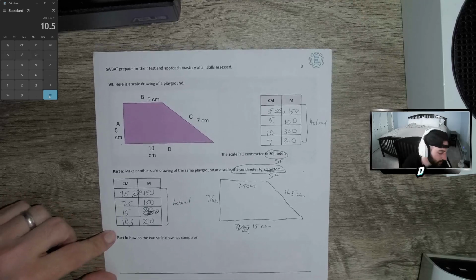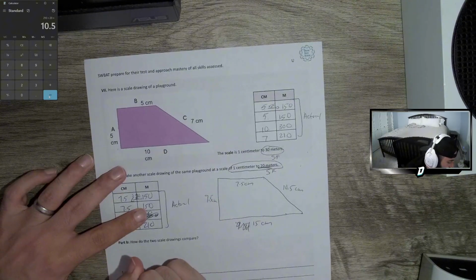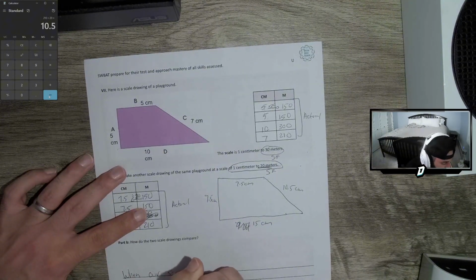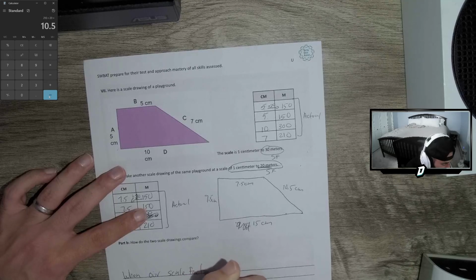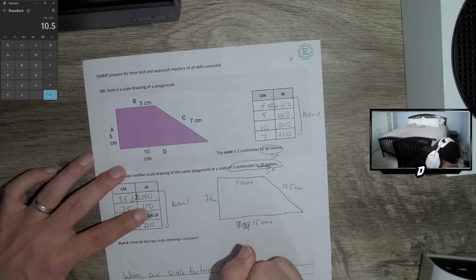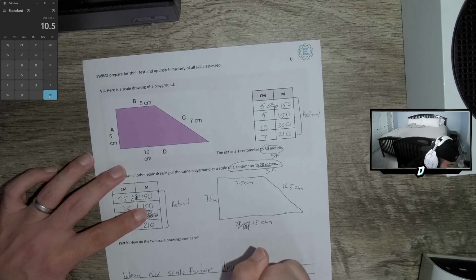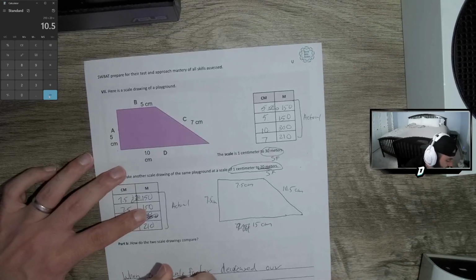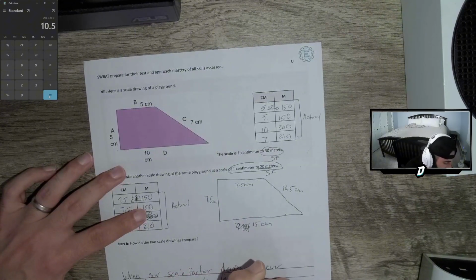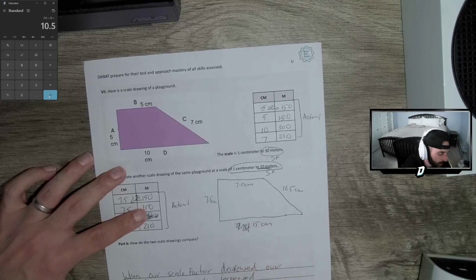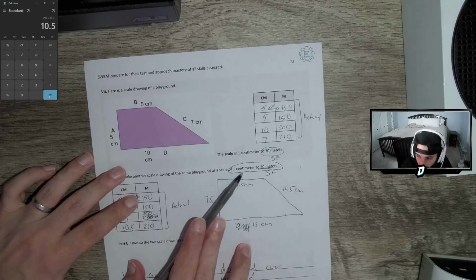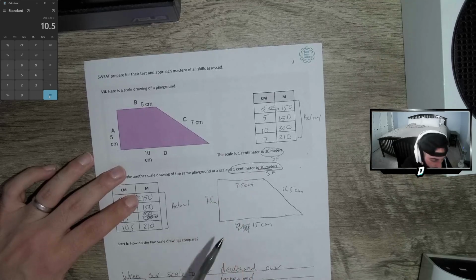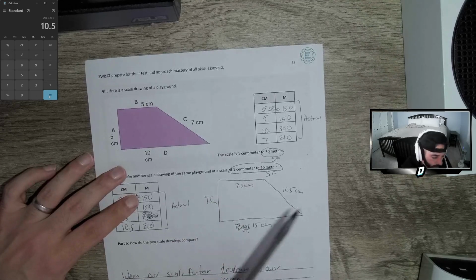So how did the scale drawings compare? Well, when our scale factor decreased, our scaled measurements increased. And so what we learned here is that when your scale factor goes down, right, when our scale factor went down from 30 to 20, our scaled image got bigger.